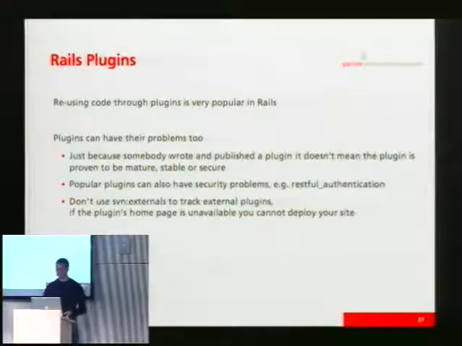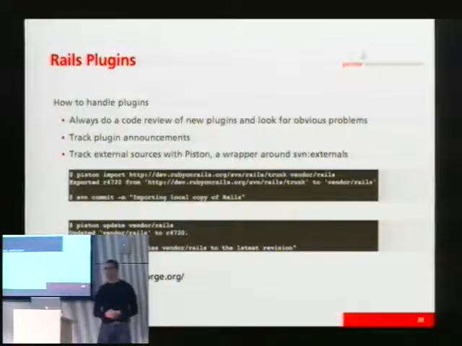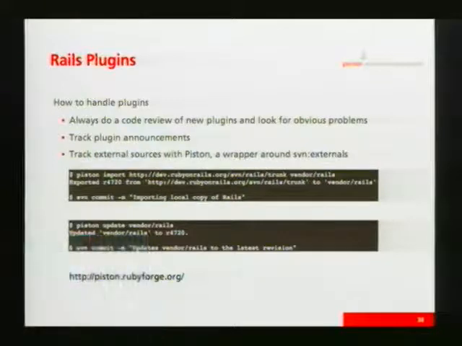So what you should do against it is basically always do a code review, even if it's a brief review of new plugins that you're using. Track plugin announcements, so don't just get a plugin out of the wiki, use it, and forget about it, but subscribe to the page of the author, look for security announcements and so on. And if you're using external sources, external libraries, plugins, don't use SVN externals, either really copy the whole source in or use Piston.